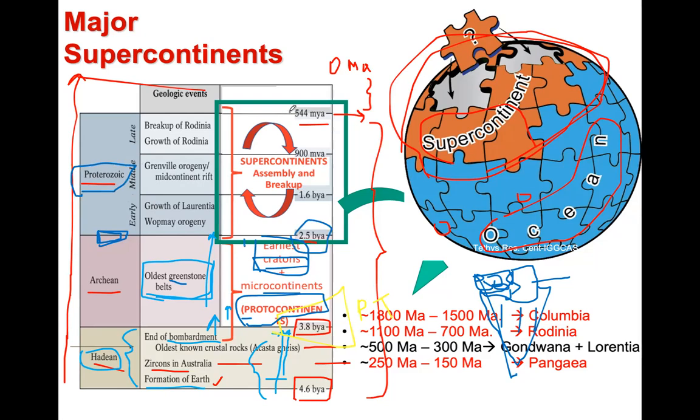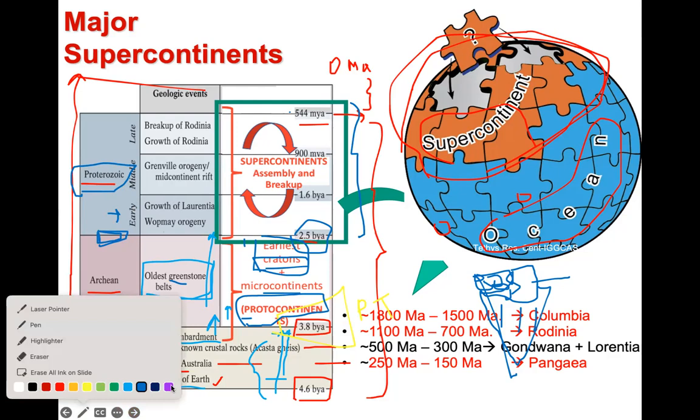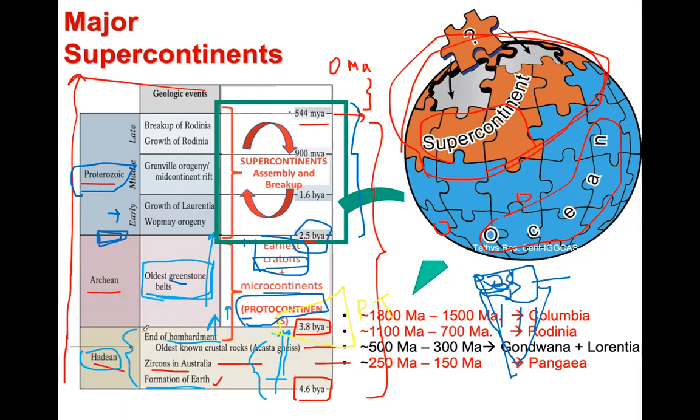So that means this time frame is about 2000 million years, right? So a very, very long period, right? Therefore, it's divided into three sections: early, middle, and late. So corresponding to each of these periods, the intervals, there are some characteristic activities, tectonic activities or events.